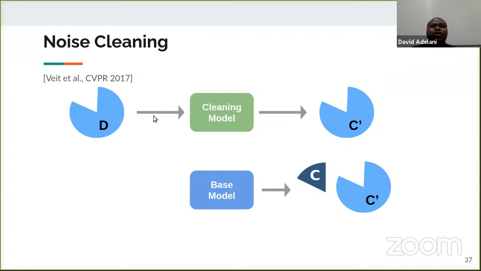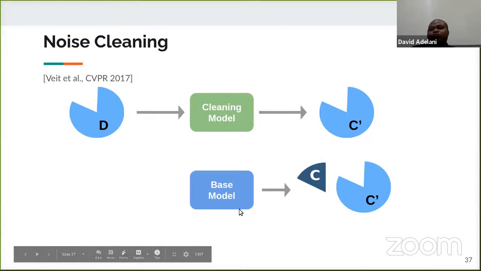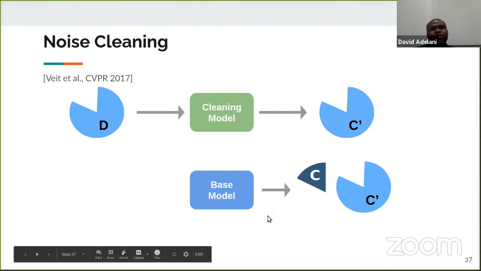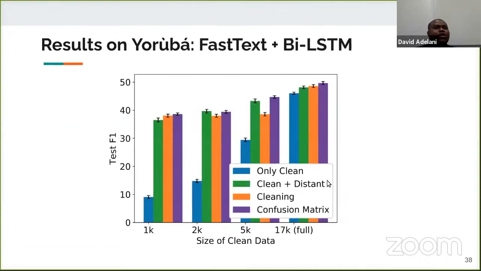Another approach is the noise cleaning approach. In this approach, the distance supervision data is first sent through a cleaning model. Basically, this cleaning model tries to clean the labels a bit, and you have the base model that has some clean examples, and you try to combine the cleaned labels. So you now train on the cleaned labels and the clean examples you have, and you train this in a multi-task fashion.